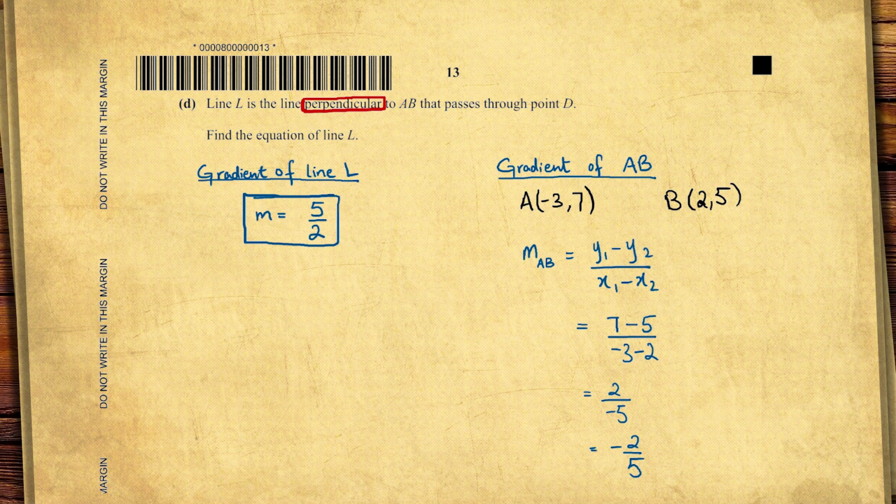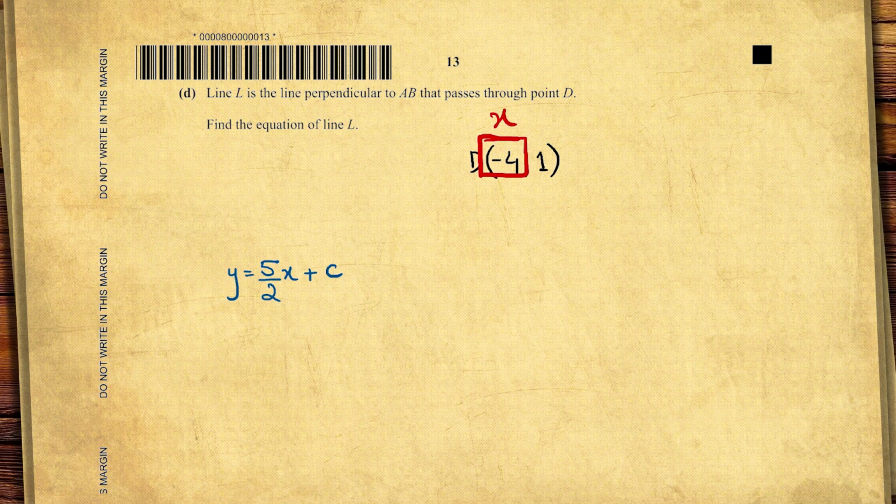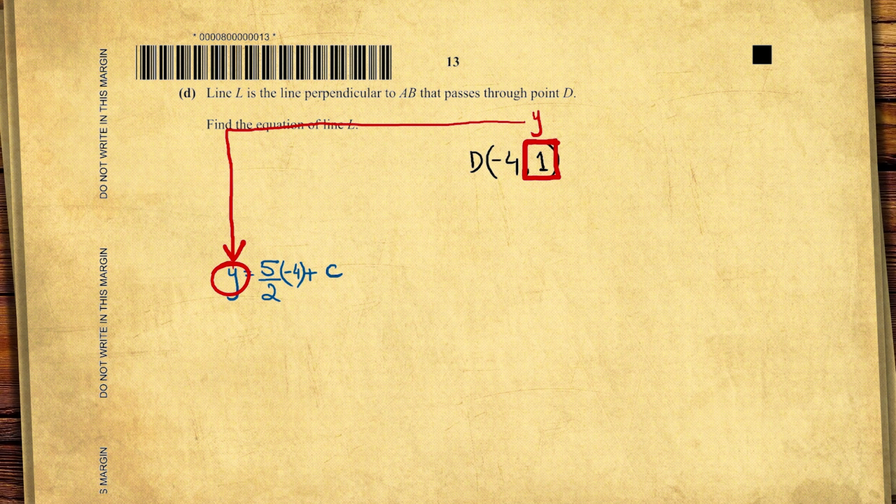Now for the equation of the line y equals mx plus c, we have m, the gradient, that is 5/2, and so the equation is y equals 5/2x plus c. And now we need to calculate the value of c. And to do that, we need a point on this line. Now the question tells us that the line L passes through the point D, and the coordinates of point D are -4, 1. And so the x coordinate of point D, -4, can be placed into the equation in place of x. And the y coordinate of point D, 1, can be placed into the equation in place of y.